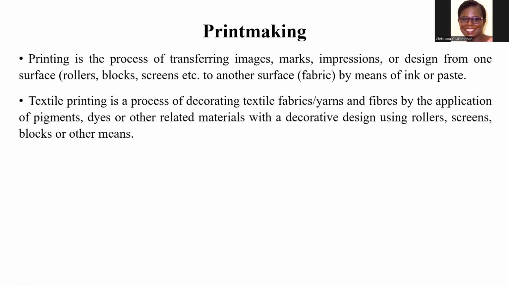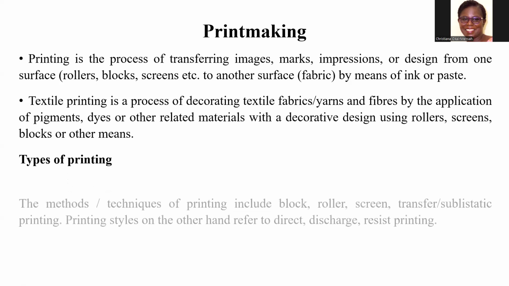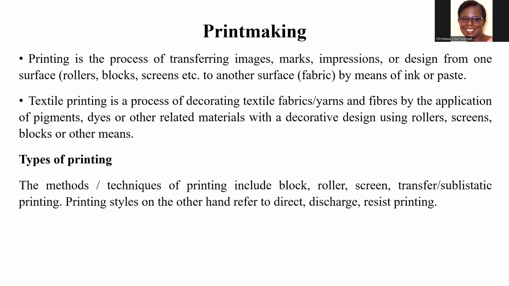So textile printing is a process of decorating textile fabrics, yarns, and fibers by the application of pigments, dyes, or other related materials with a decorative design using rollers, screens, blocks, or other means. So let's see types of printing that we have. The methods or techniques of printing include block, roller, screen, transfer, or sublistatic printing. That's where you use heat.